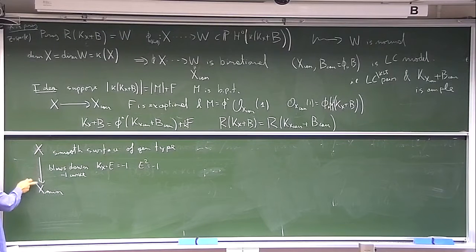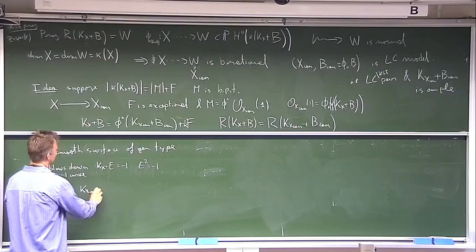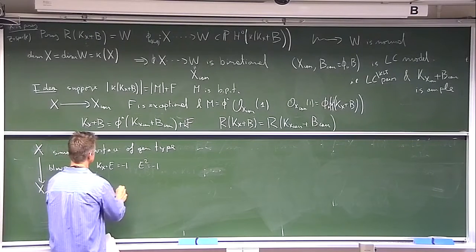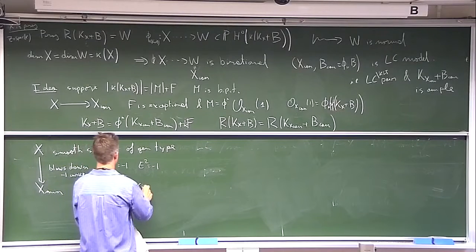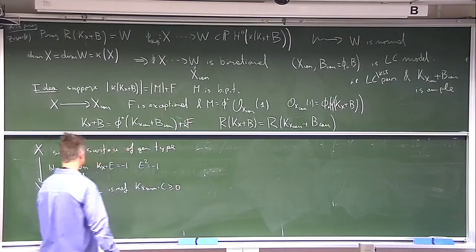Each time you do this, the Picard number goes down by 1. So eventually, you get rid of all negative curves. And here you get that the minimal model is still a smooth surface, and the canonical class is nef. So K_X minimal dot any curve is always greater than or equal to 0.